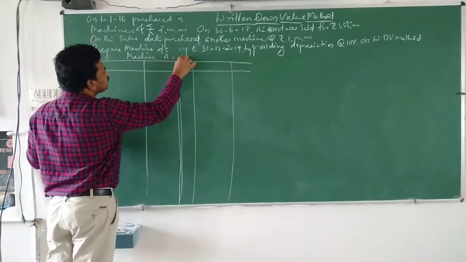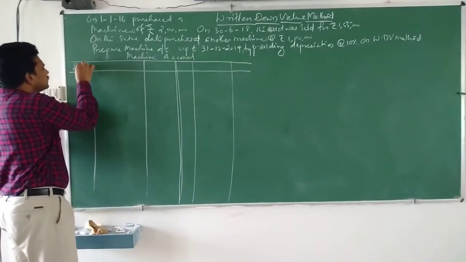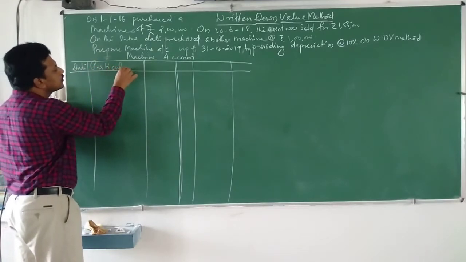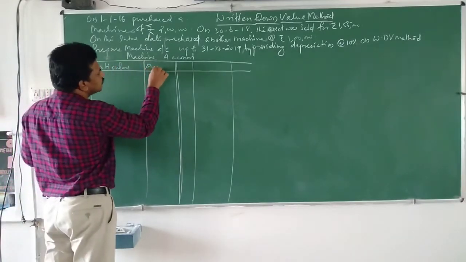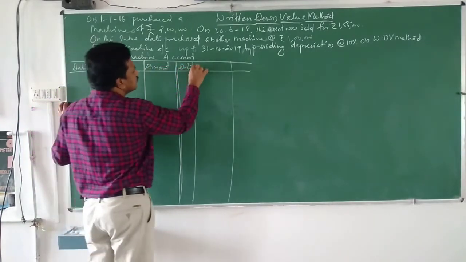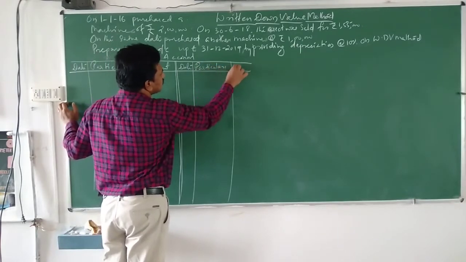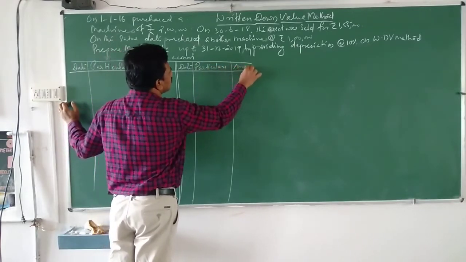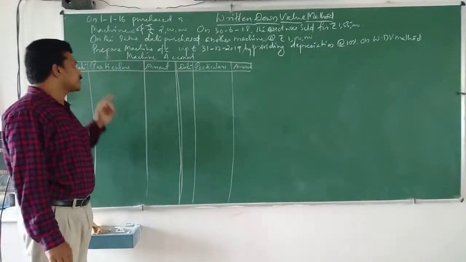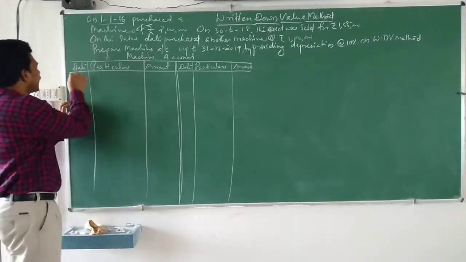Machine account: date, particulars, amount, date, particulars, amount. So when it was purchased on 1/1/2016, we can write the date 1/1/2016.